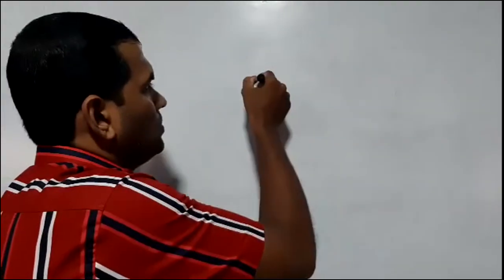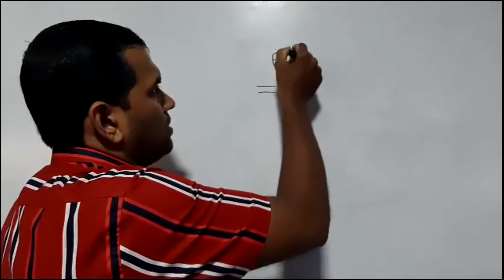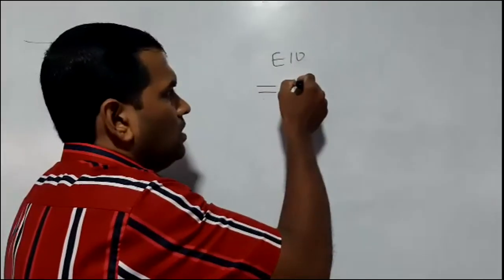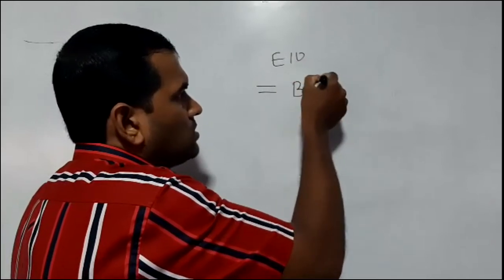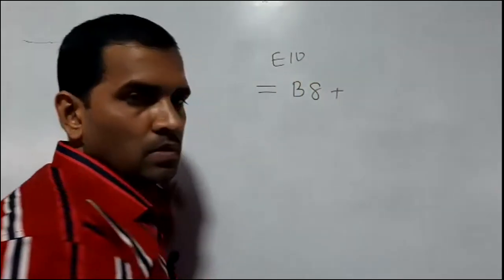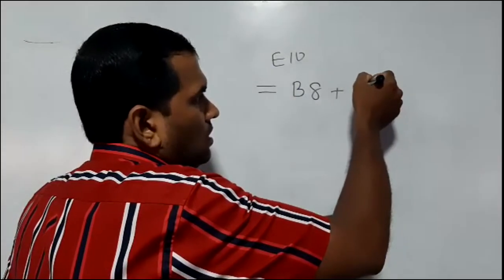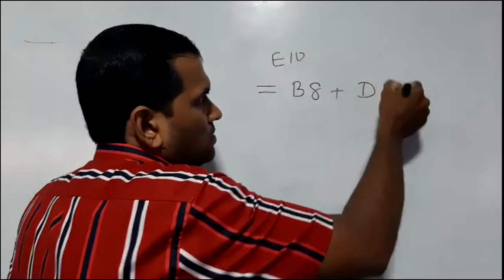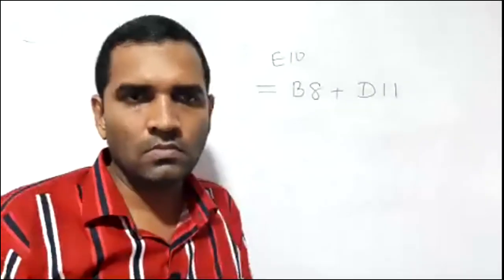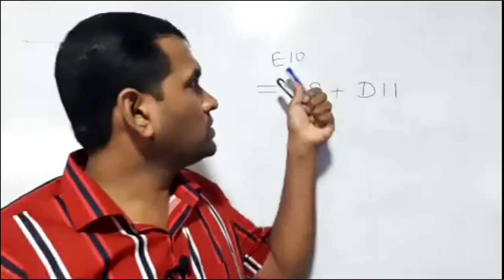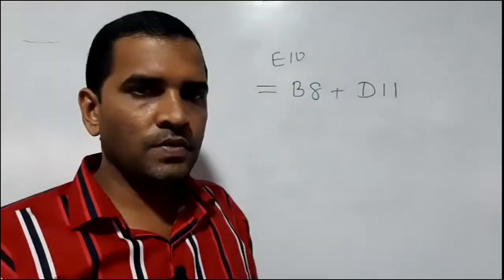Right. So let's take a simple formula to understand the concept. Look here, I have a formula in E10. In E10, we have the formula equal B8 plus D11. Okay, simple formula. It is in E10.